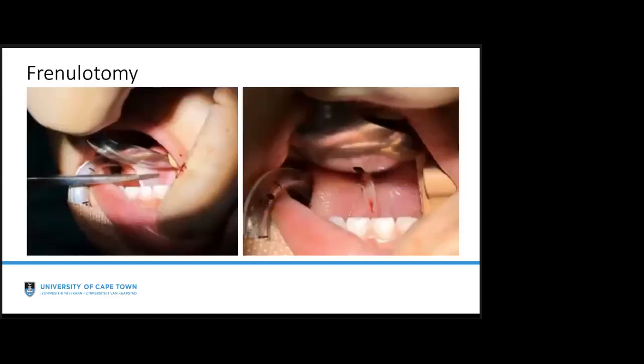So frenulotomy refers to an incision in the frenulum that frees the tongue from the floor of the mouth, and it's appropriate in patients with symptomatic type 2 to type 4 tongue tie, provided that the frenulum is not fibrotic. Usually we perform these procedures in children less than a year when the mucous membrane is clinically palpable, and in neonates and infants it may be performed under local anesthesia in an outpatient setting.